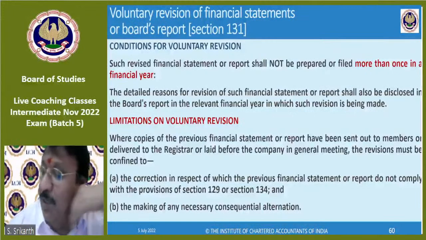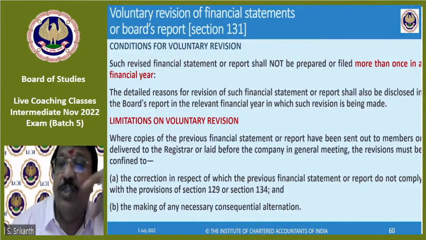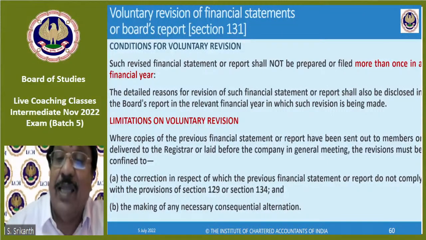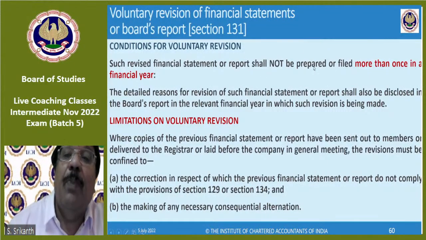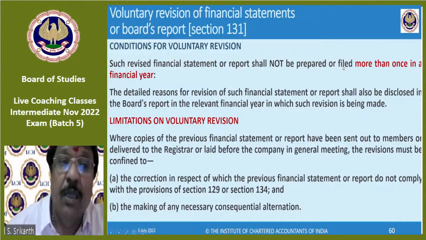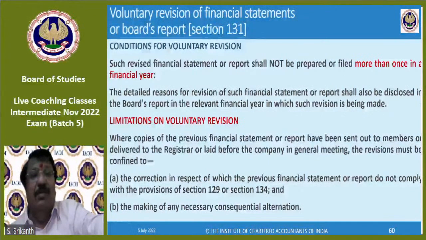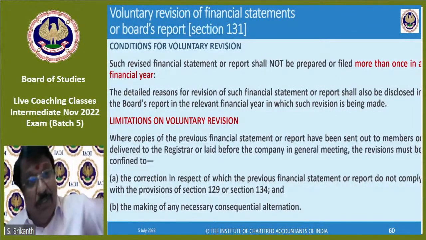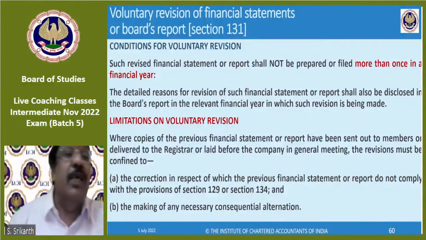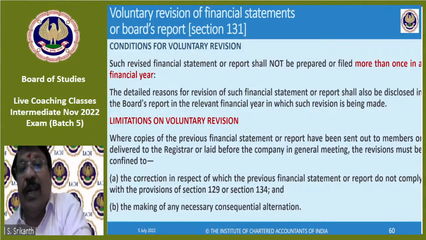It looks like it's possible because words used are revised financial statement or report shall not be prepared or filed more than once in a financial year. See, I think their intention was should not be prepared or filed more than once for a financial year. No, they have not said that. They have said more than once in a financial year. So I can take up the same year so long as the revision is not done in that year. It should be done in the next year. Like that. So 1920, 2021.